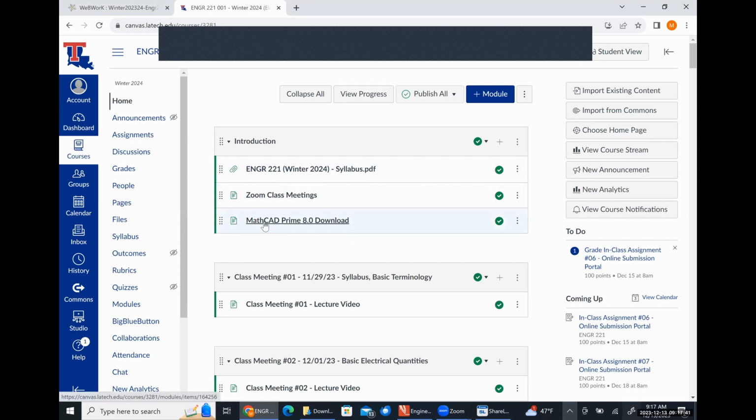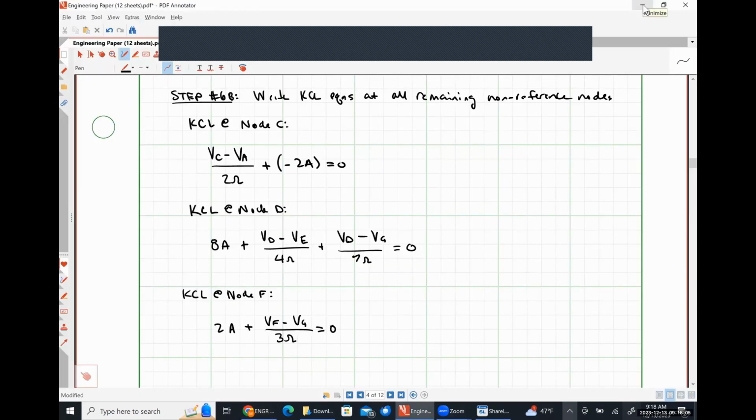All right, so yeah, the MathCAD Prime 8.0 download link and all that kind of stuff is here on the introduction section of Canvas, so you guys all have access to it as students of Louisiana Tech University. Sometimes it can behave a little wonky when you're off campus, so make sure that you're using the VPN in order to open it up. And if you need details on that, send me an email, and then I will ask Miss Ashley to remind me how to do it, because I don't know off the top of my head.